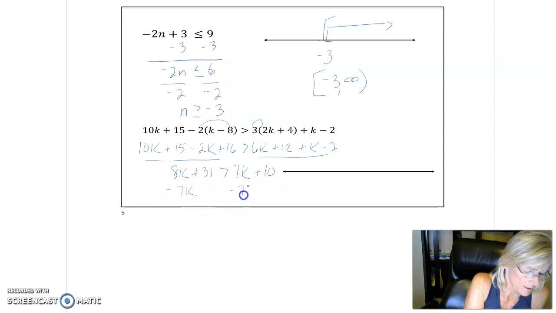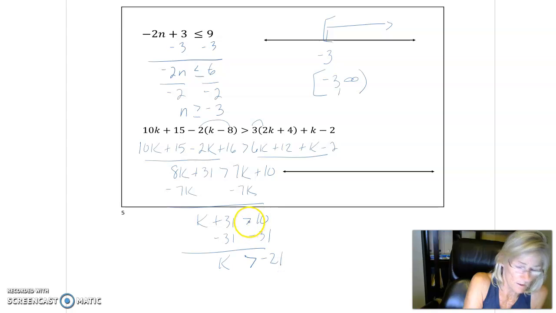Subtract 7k. I get k plus 31 is greater than 10. I'm going to subtract 31 from both sides. k is greater than -21. You see that I didn't change the inequality here because I'm just subtracting. I'm not multiplying or dividing.